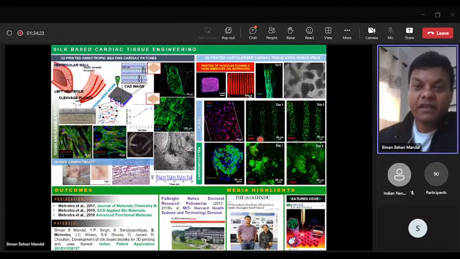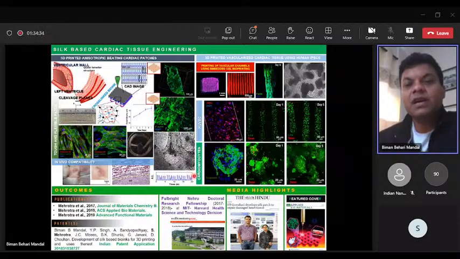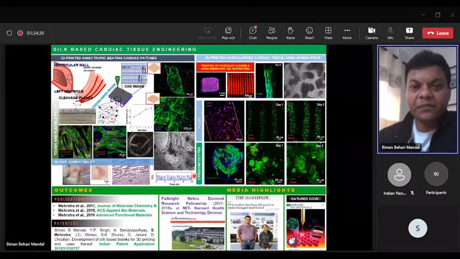It should survive for an extended period of time. Most importantly, they should beat. And once we check the beating, this is the figure which shows the beating rate. So we achieved 73 beats per minute, which is very close to our human heartbeat rate of 78 to 80 beats per minute. So that was a very unique proposition.